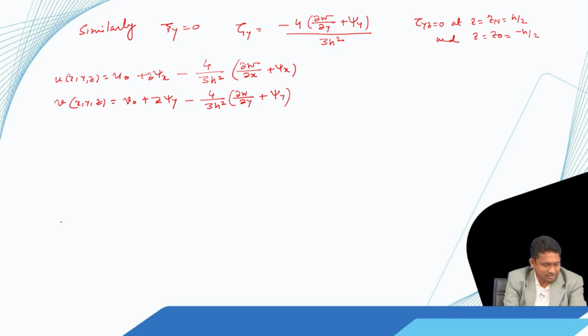So, now let us write the full strain displacement relationship. So, here it is z cube and z cube. So, now let us write the strain displacement relationships.